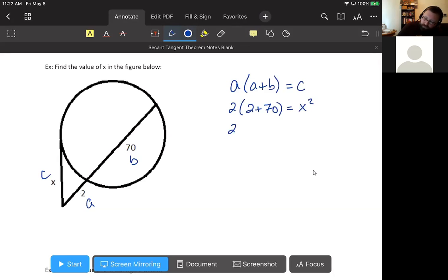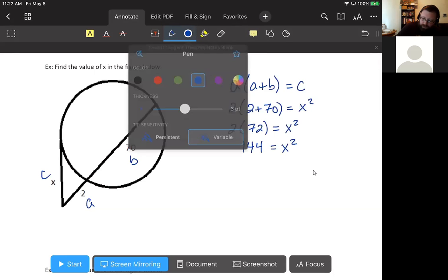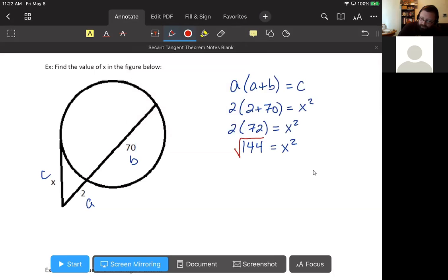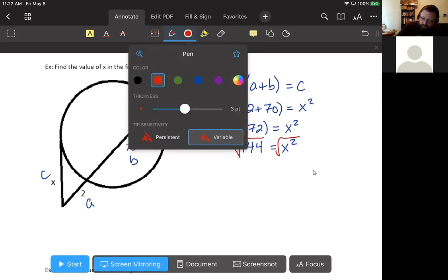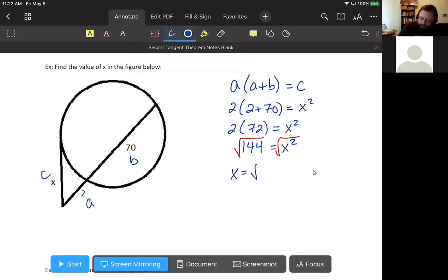So we combine the 2 and the 70 into 72. Then we multiply 2 times 72, which is 144. And then we take the square root of each side. So x is the square root of 144, or 12. Grab a screenshot if you want one. We have one example to go.